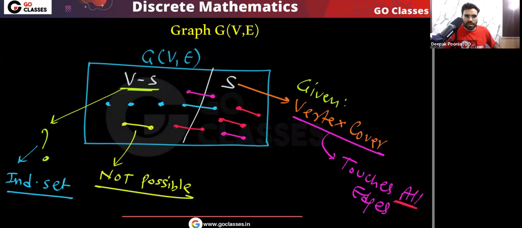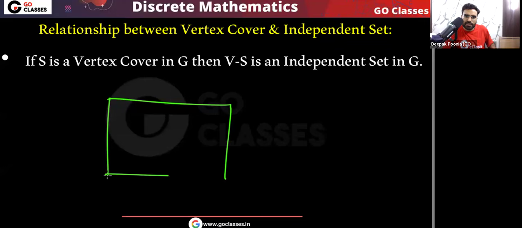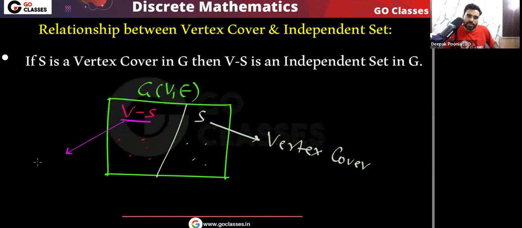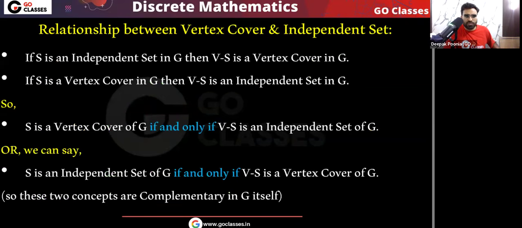Okay, that's it. I hope you understood. What we have seen is that if S is a vertex cover, then V minus S is an independent set. This is the graph G(V, E), and if S is a vertex cover, then the remaining vertices V minus S will be an independent set. Very simple. These are the cute proofs. So this is what we have seen.